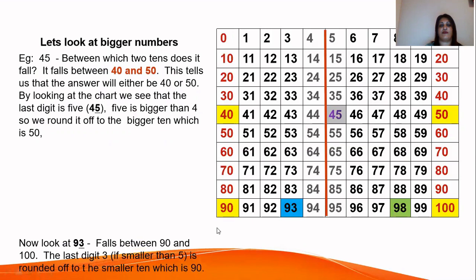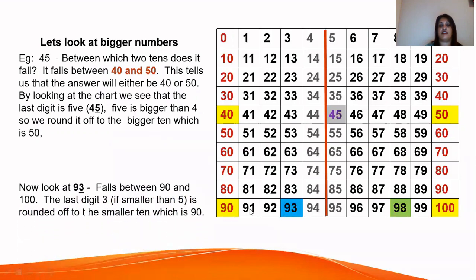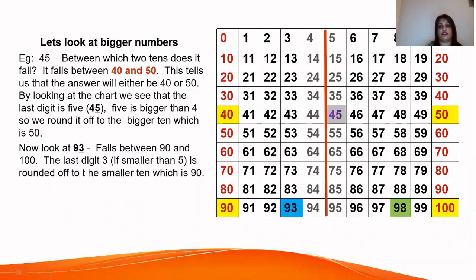Let's look at my next number, which is 93. 93 falls between 90 and 100, right? So the last digit of 93 is 3. It's less than 5, so we know we're going to round down to the lower 10, which is 90. So 93 rounded off to the nearest 10 will be 90.